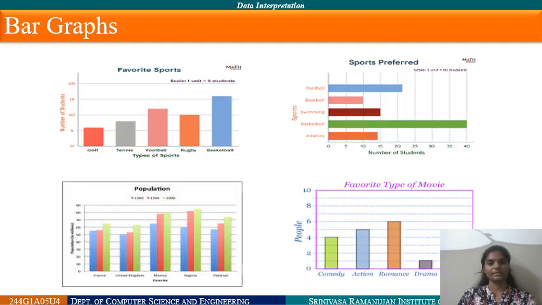This is the x-axis, and this is the y-axis in the bar graphs.